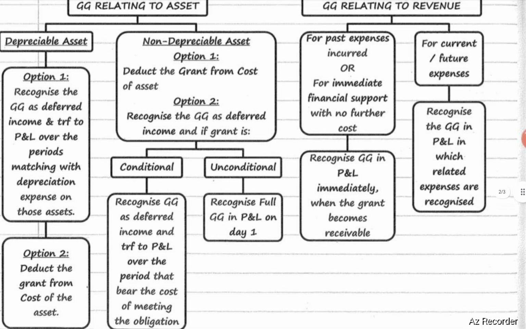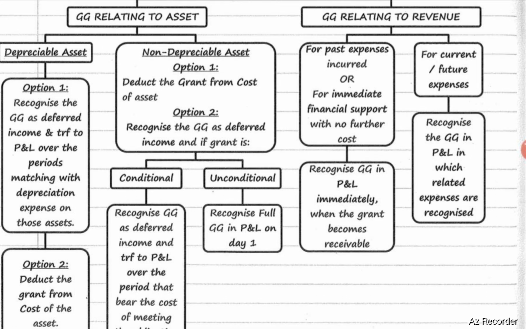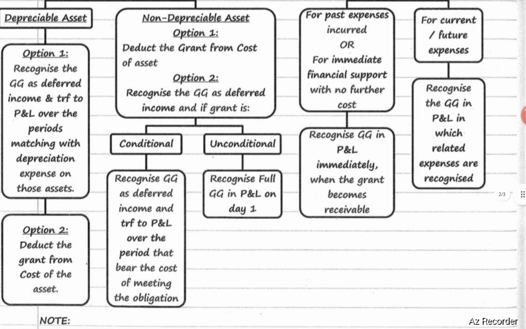Next, in case of non-depreciable asset, there are two options. First option, deduct the grant from cost of asset. Option number two, recognize the government grant as a deferred income. And if grant is conditional, recognize government grant as deferred income and transfer to P&L over the period that bear the cost of meeting the obligation. If grant is unconditional, recognize full government grant in P&L on day one.